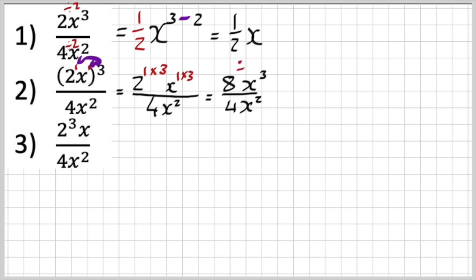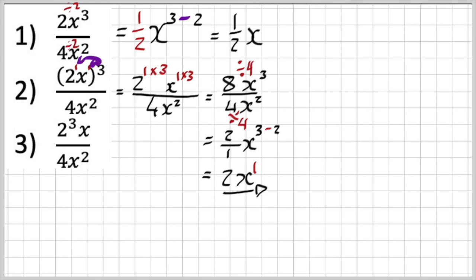But now I can divide both the numerator and the denominator by 4, and I can apply the second law by the x's, and I'm left with 2x to the power of 1, or just 2x. That was actually not that bad. Now let's look at question 3. Question 3, now the cube is by the 2, not by the x.